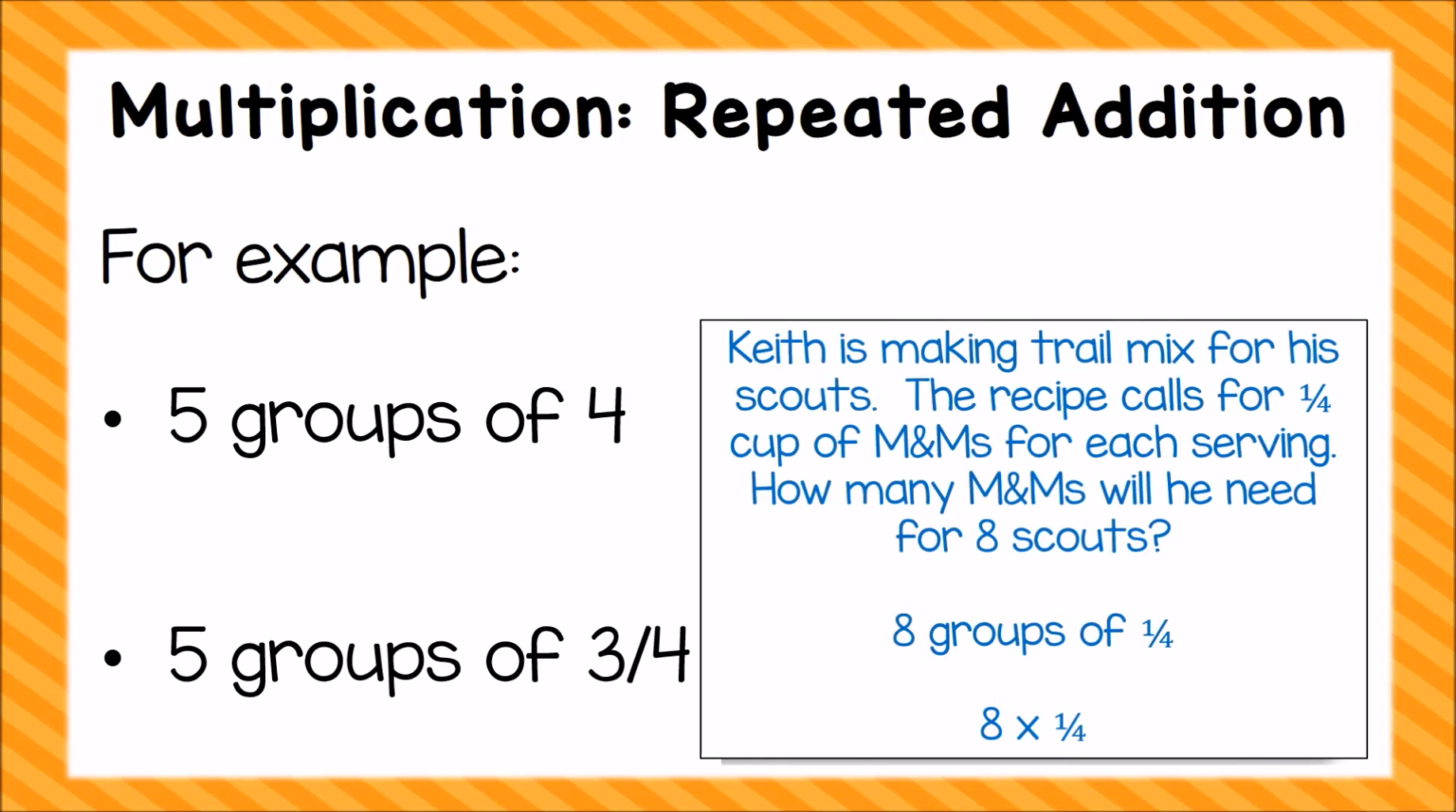Now let's take a look at an actual problem from our Week 10 quiz. Keith is making trail mix for his scouts. The recipe calls for 1/4 cup of M&Ms for each serving. How many M&Ms will he need for 8 scouts? So again, this will be repeated addition. We need 8 groups. Each group only has 1/4 of a cup. So we could solve that by repeatedly adding, or 8 times 1/4.